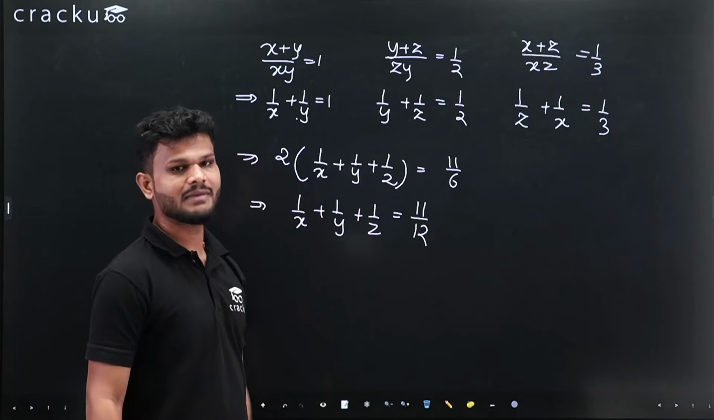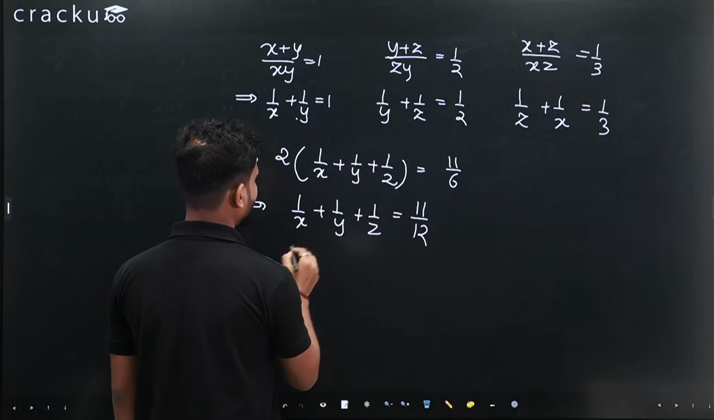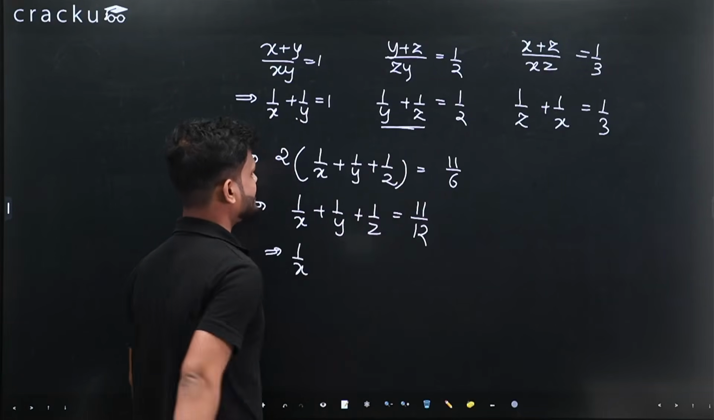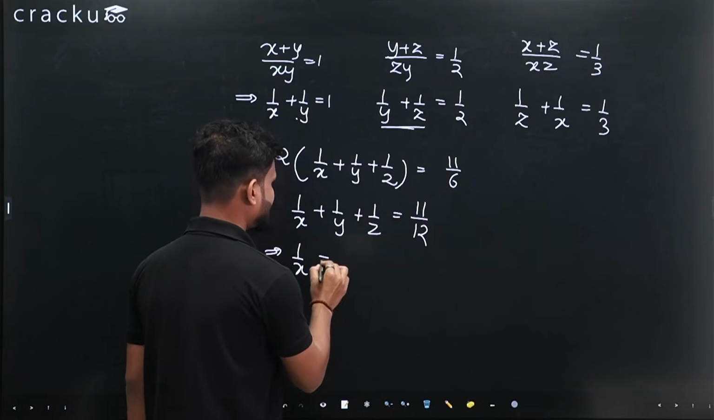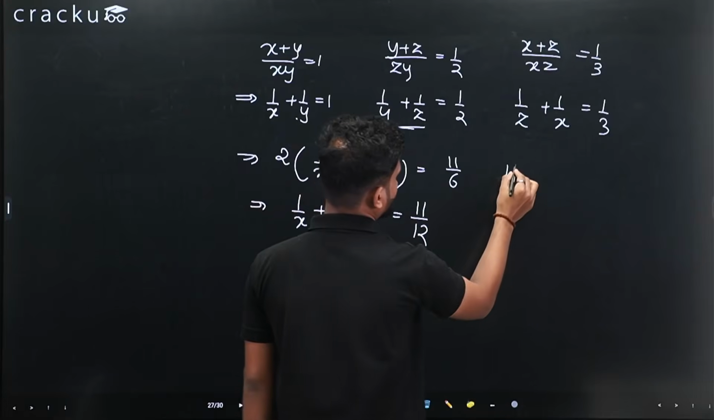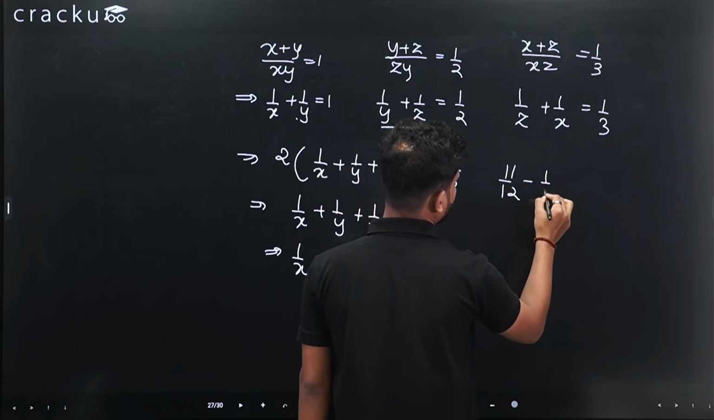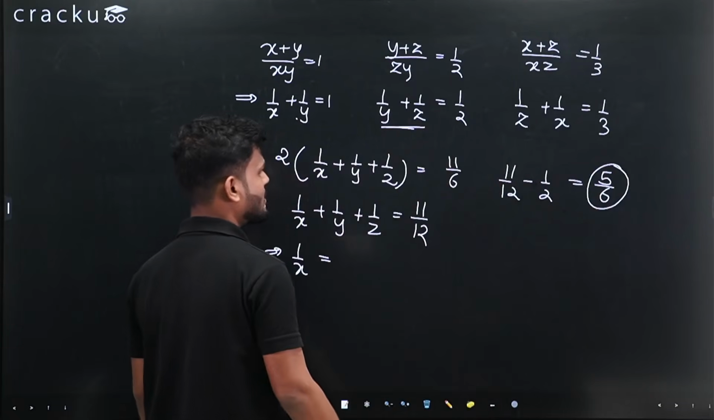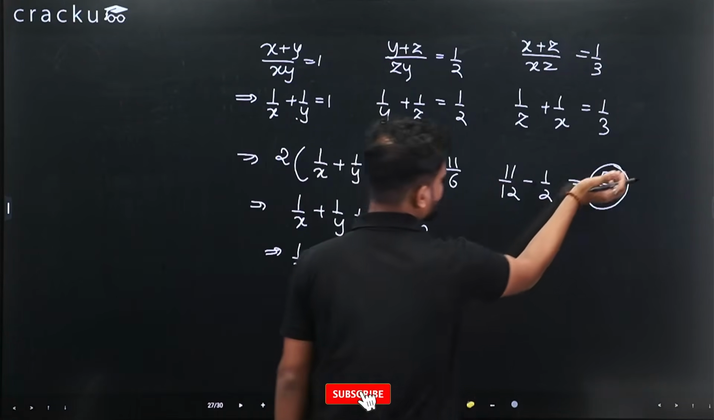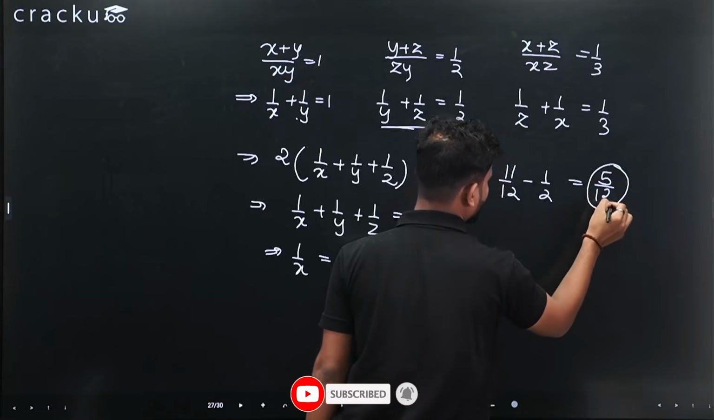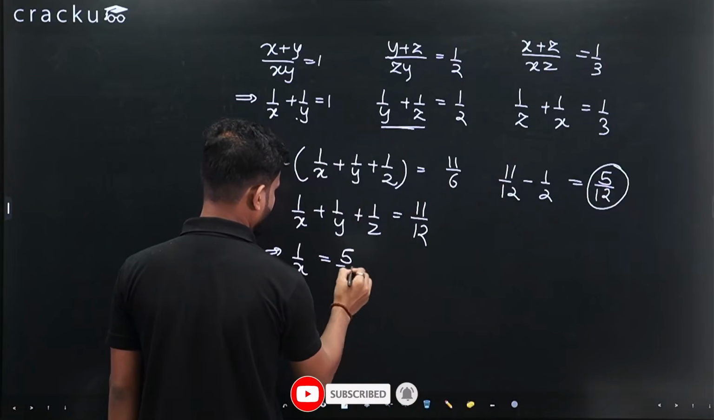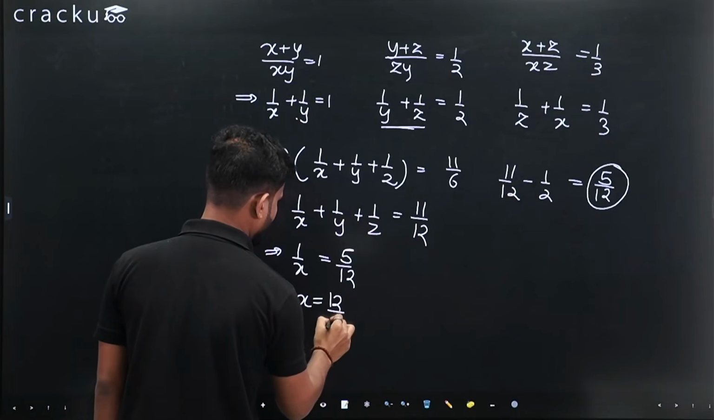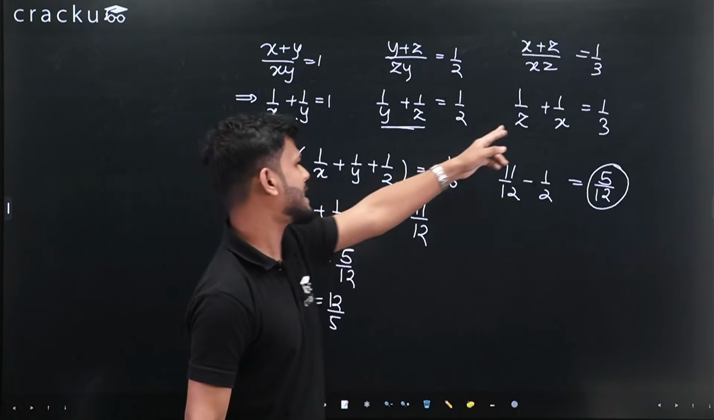Now from this you can subtract this 1 by 2. If you subtract 1 by 2, this will give you 1 by x, since you are subtracting 1 by y plus 1 by z. So you get 1 by x is equal to 11 by 12 minus 1 by 2, which is nothing but 5 by 12. So 1 by x will be 5 by 12, and x will be 12 by 5. Correct?